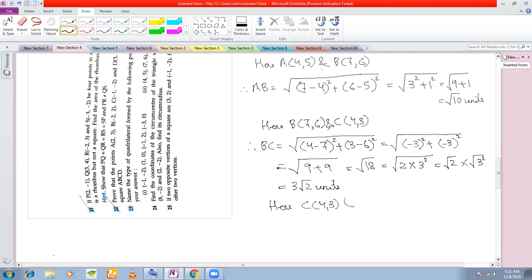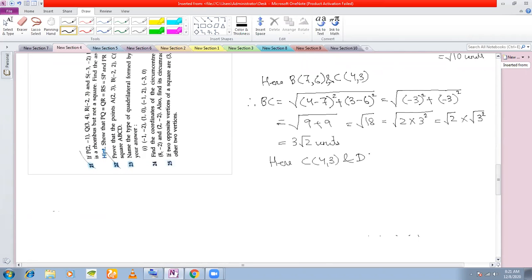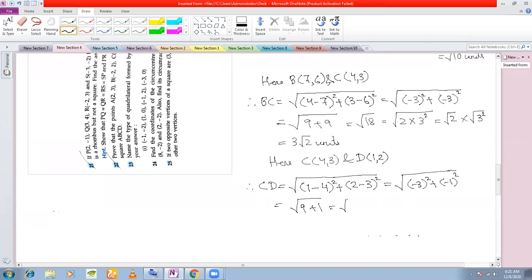Let us now calculate CD. C is (4,3) and D is (1,2). So this is minus 3 square plus minus 1 square. This is 9 plus 1. Again, we are getting this as root 10 units.